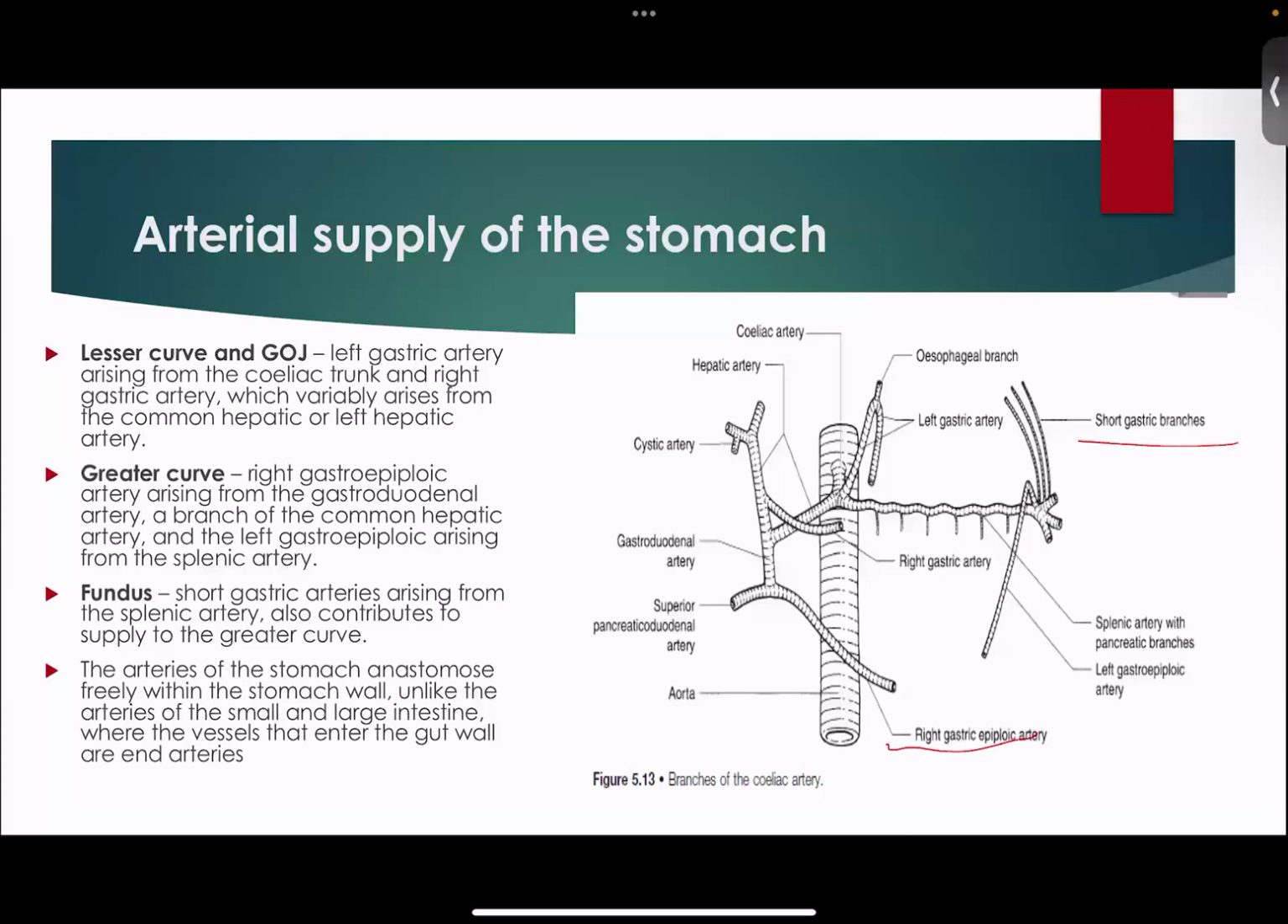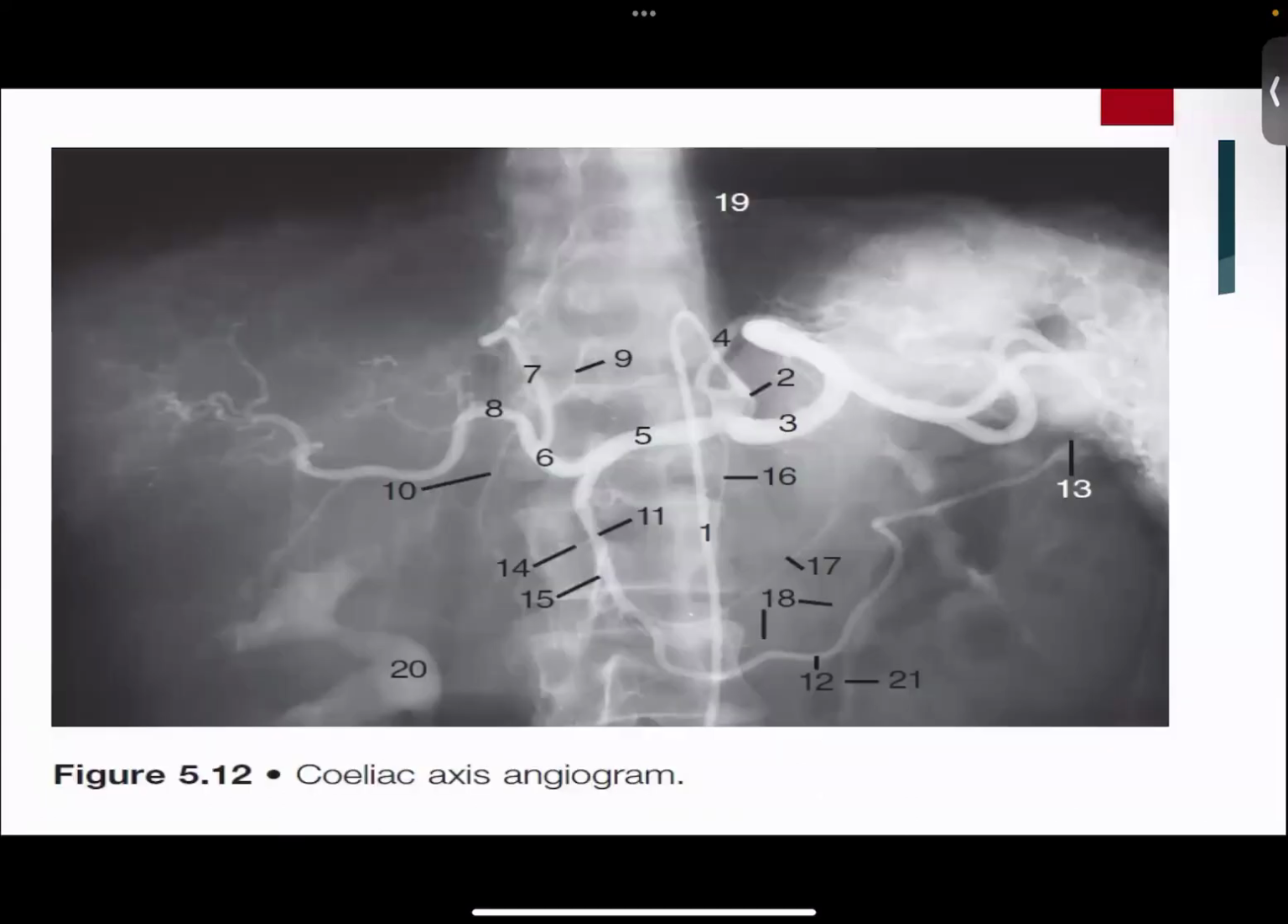The arterial supply of the stomach is anastomosed within the wall of the stomach, unlike the blood supply to the small and large bowels, which are end arteries. This is an angiogram of the celiac trunk showing the branches of the celiac trunk.